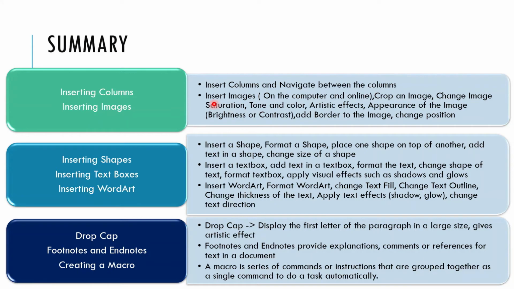Then we talked about inserting images available on your computer as well as online images, how you can crop an image, how you can crop to a particular shape, how you can change the image saturation, tone, color, how you can give artistic effects to the image, how you can change the appearance of the image with the brightness or contrast. And then we saw how we can add a border to the image. And also we saw while inserting an image how you can change the position of the image, or you can just make your picture fixed and you can wrap the text around the image.